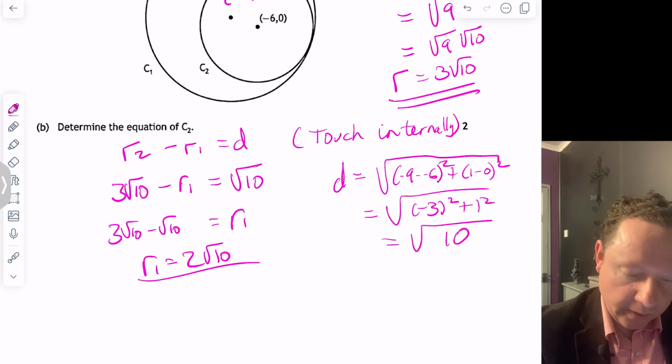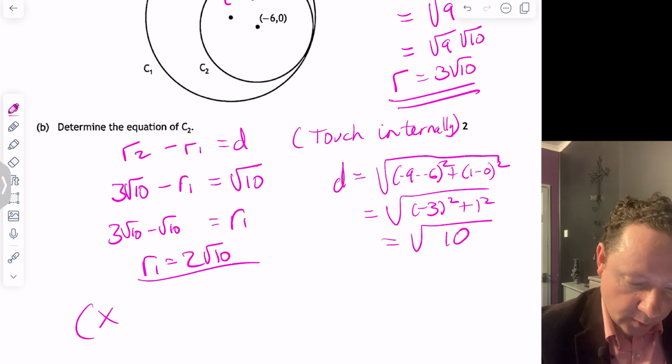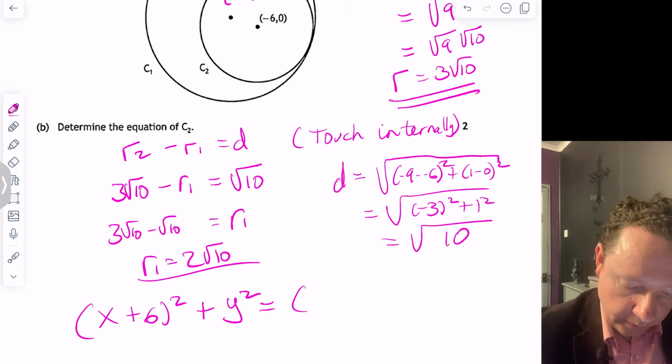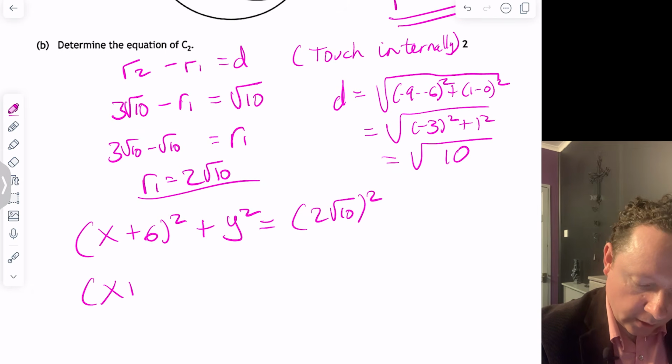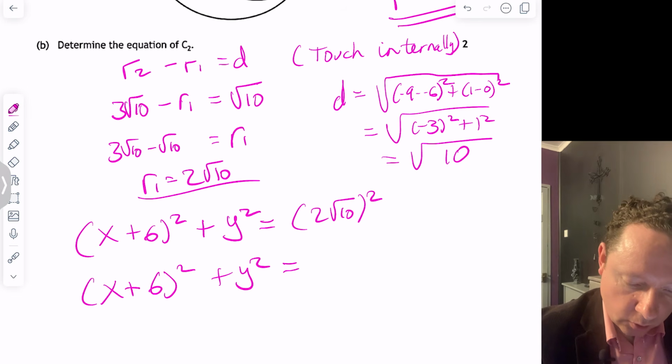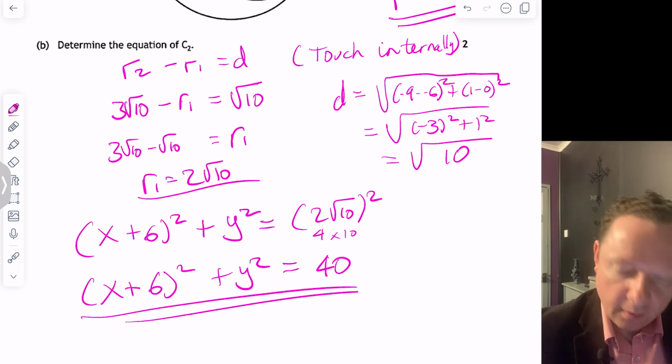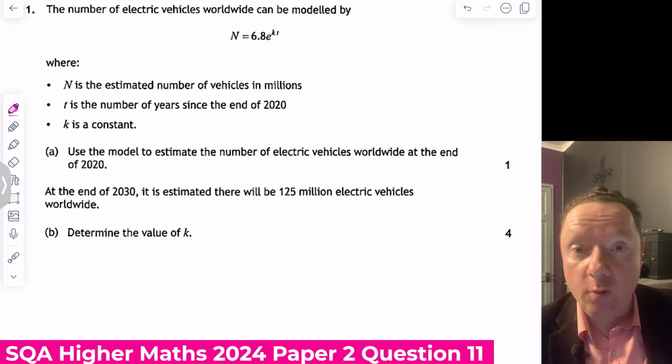So now we've got a radius and we've got its centre, so the equation from the start of the exam paper is x minus a squared plus y minus b squared equals r squared. X minus minus 6, so x plus 6 squared, plus y minus 0, so plus y squared equals, careful, 2 root 10 all squared. So working that out, I get x plus 6 squared plus y squared equals 2 twos are 4, root 10 times root 10 is 10, so that's 40, and we're done there.